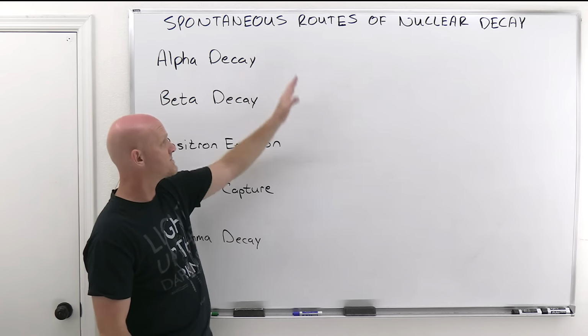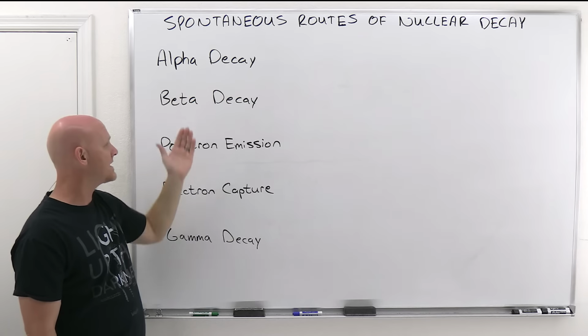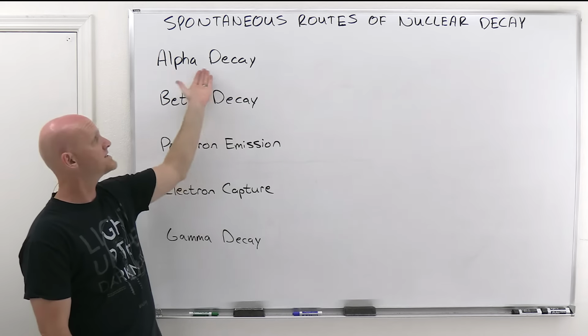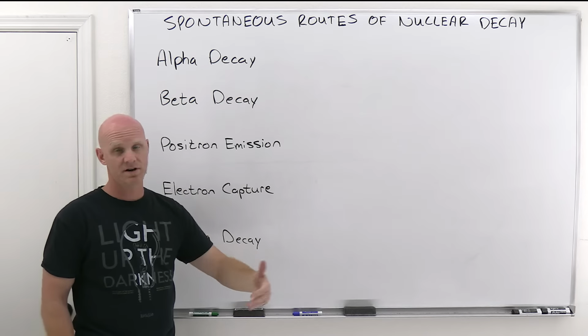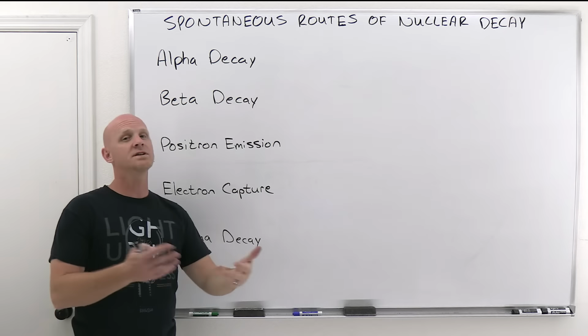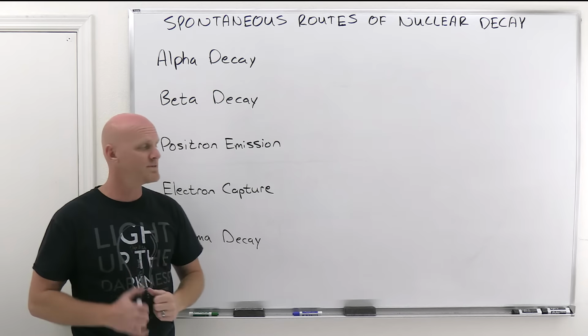So for our spontaneous routes of nuclear decay, there are 5 of them: alpha decay, beta decay, positron emission, electron capture, and gamma decay. Alpha decay might also be called alpha emission. It involves the emission of an alpha particle. Beta decay might also be called beta emission. It involves the emission of a beta particle. Positron emission is just called positron emission.